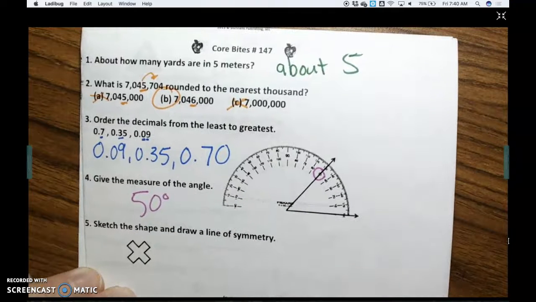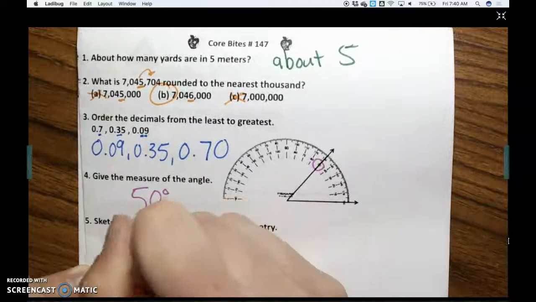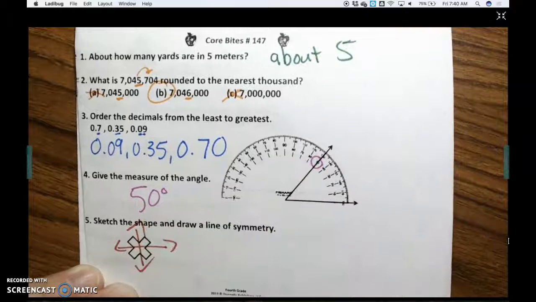And then your last one, sketch the shape and draw a line of symmetry. So for this one, you would just draw it either this way or this way, and you're good for your symmetry.